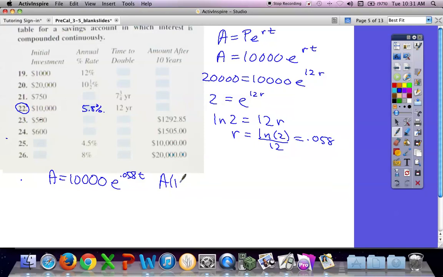A of 10 equals 10,000 e to the 0.058 times 10, which is 0.58. That gives 17,860. Right? Well, you know, if in 12 years it doubled, 17,860 is in between the 10 and the 20,000. That makes a little bit of sense. 17,860.